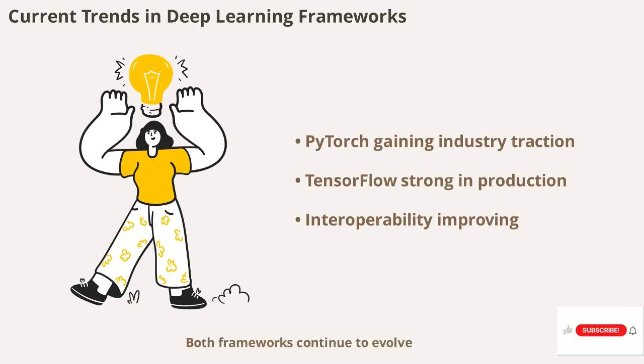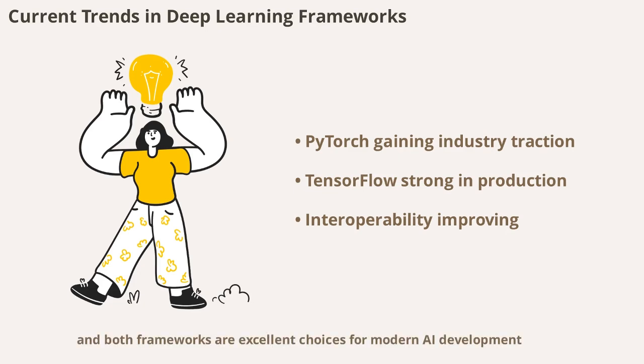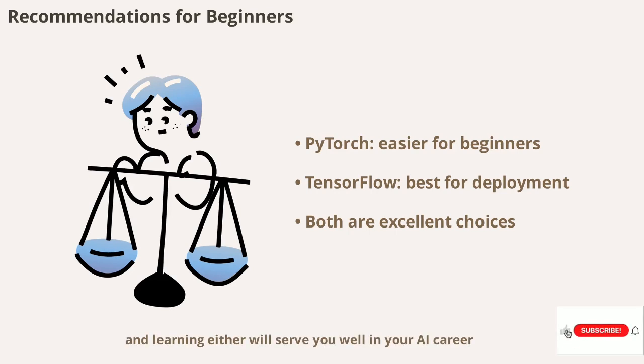Both frameworks continue to evolve, with interoperability improving through tools like ONNX. The landscape is dynamic, and both frameworks are excellent choices for modern AI development. If you're just starting out, PyTorch offers an easier learning curve and feels more like native Python. If your focus is on deploying models in production, TensorFlow's mature deployment tools make it a solid choice. Ultimately, both frameworks are excellent, and learning either will serve you well in your AI career.